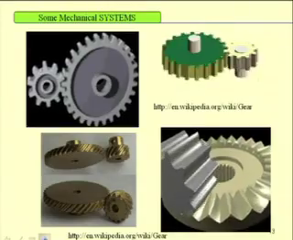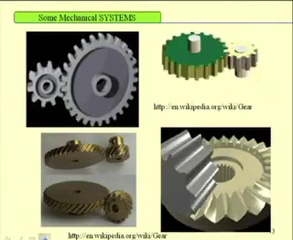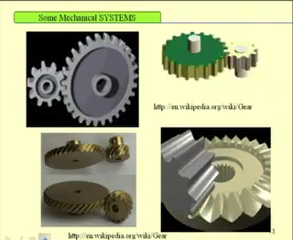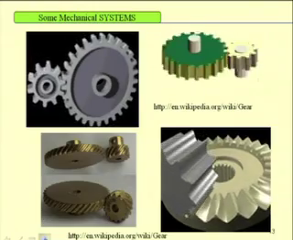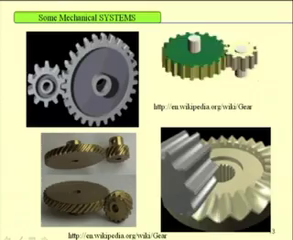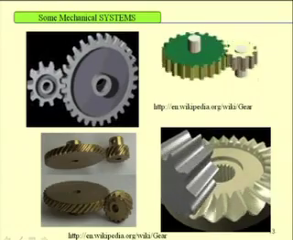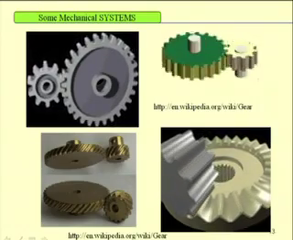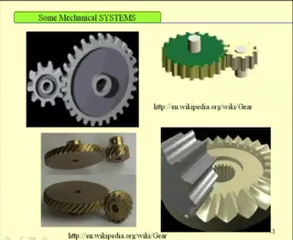To start with, let us see some mechanical systems and how the vibration phenomena occur in those systems. This page shows some of the gears shown in these slides. This is a spur gear. You can have different types of gears: spur gear, bevel gears, and also you may have helical gears.